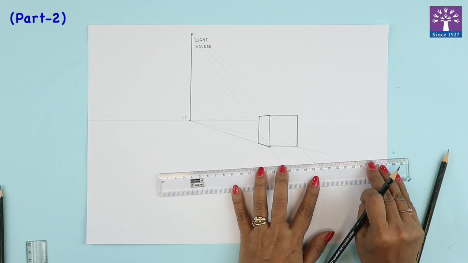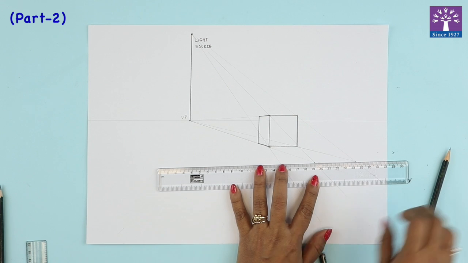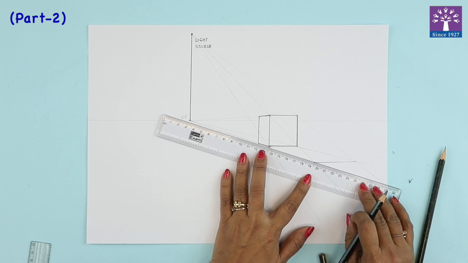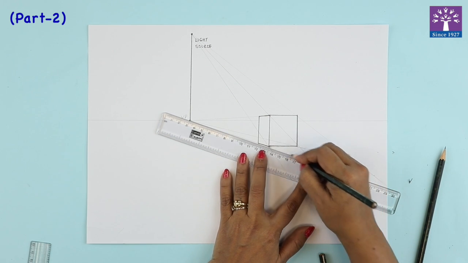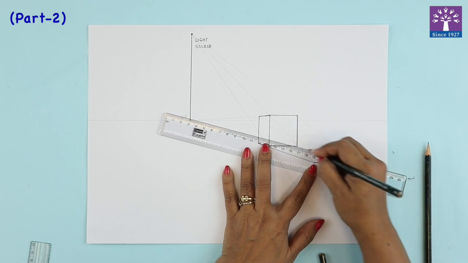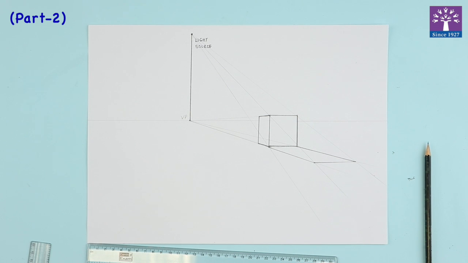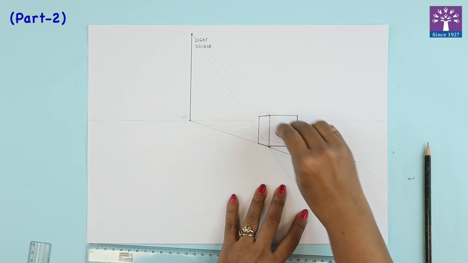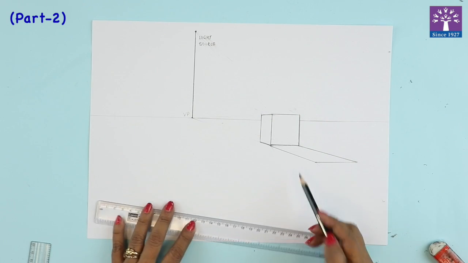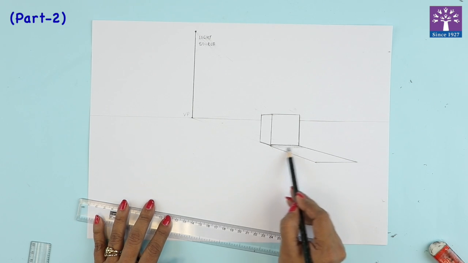So I'll draw a straight line. I'll use a dark pencil to draw a straight line, and this is the form of the shadow of this object. I'll erase the extra lines so that you understand. So this is going to be the shadow of this object.